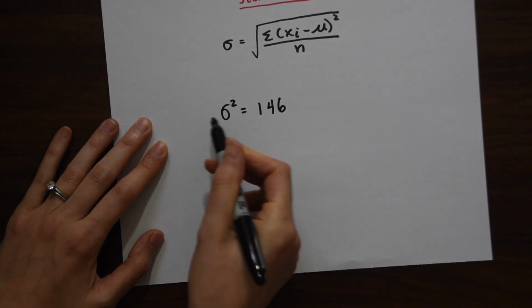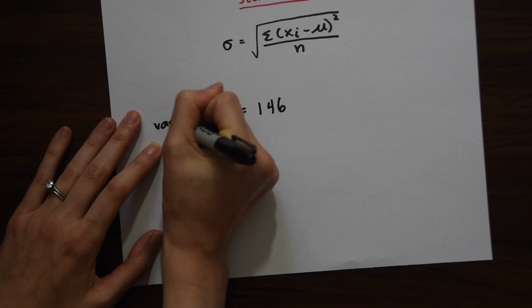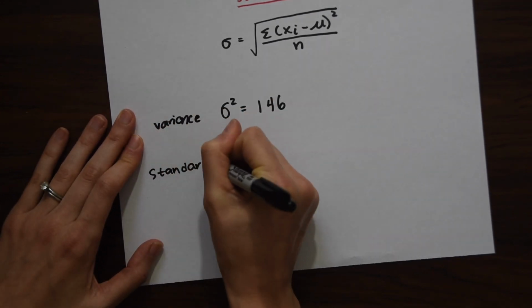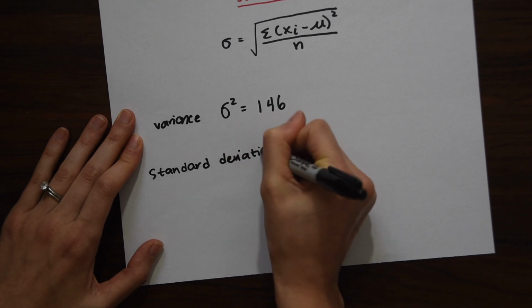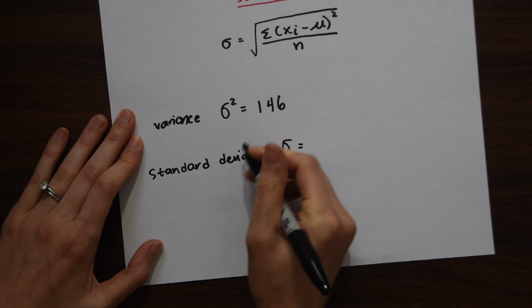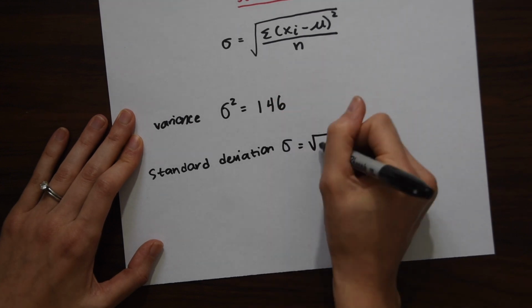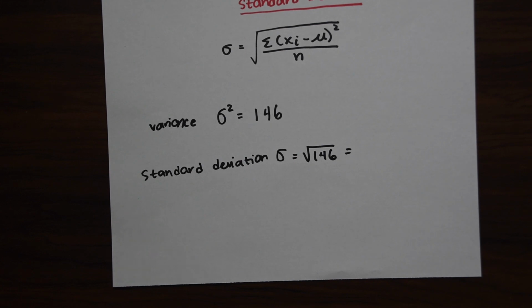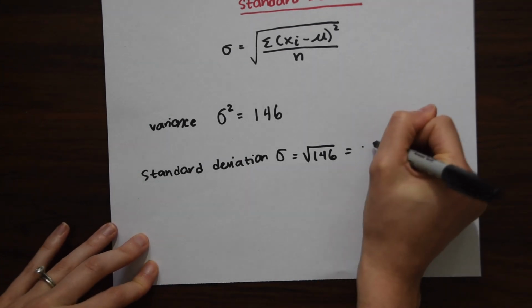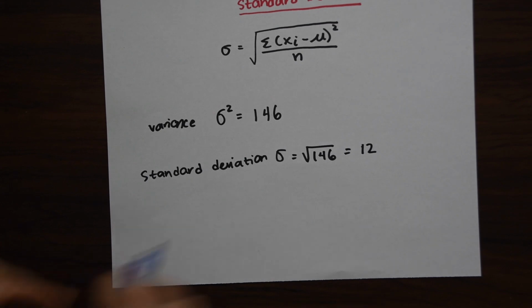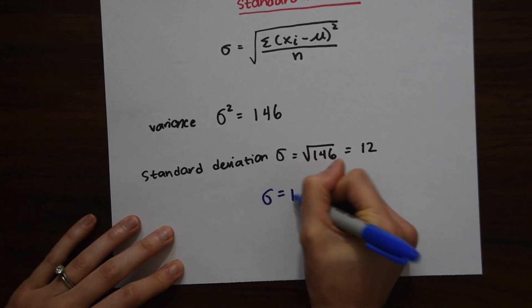So if we already have the variance, now to do the standard deviation, notated as sigma, all we need to do is take the square root of our variance. So when we do that, plug that into the calculator, and we get about 12. And that's our answer. Sigma is equal to 12.